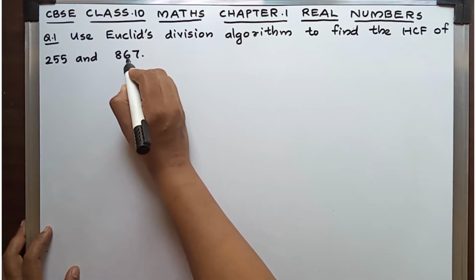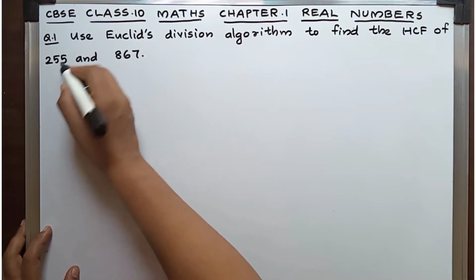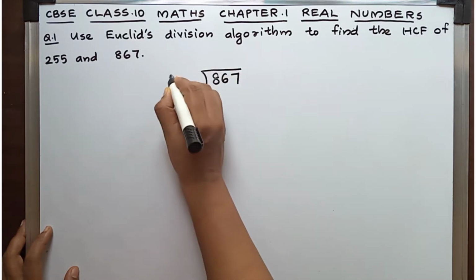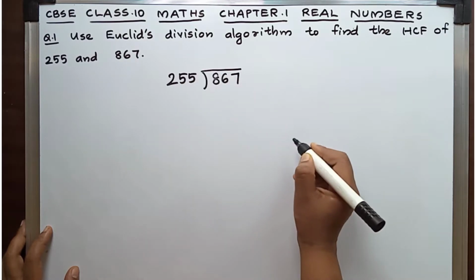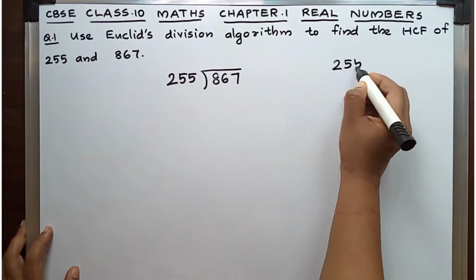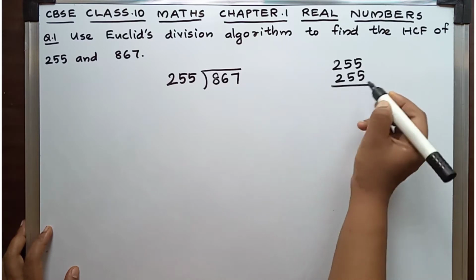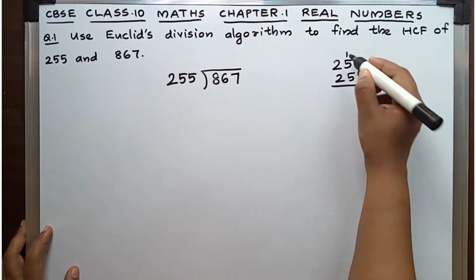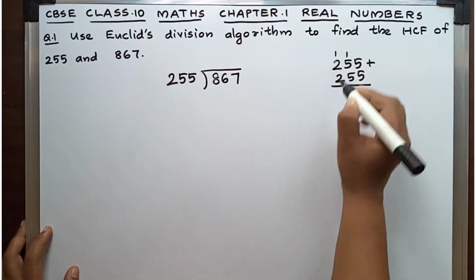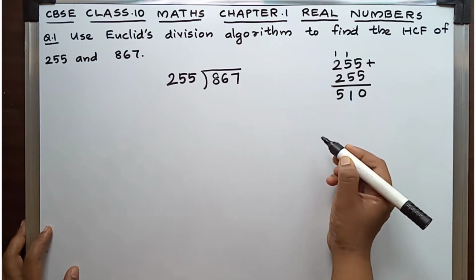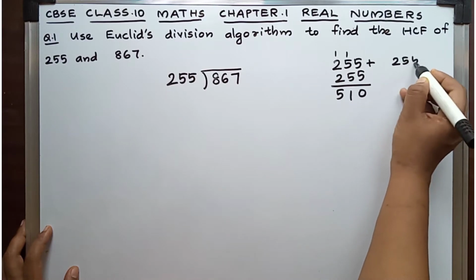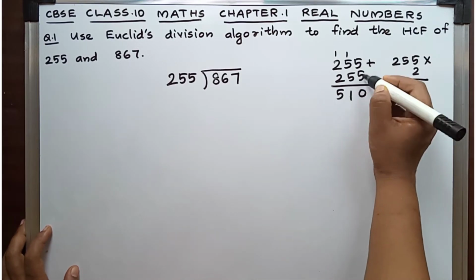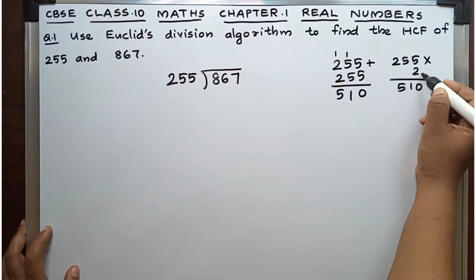So we will divide the biggest number by the smallest. Right? Here the bigger is 867 divided by 255. Okay? To make division easier, we will just add 255 plus 255. Here 0 and 1 is carried. Here 1. So we got 510. That means 255 into 2 is same as 510. You got it? See, we have added 2 times the number. Means we are dividing it by 2.